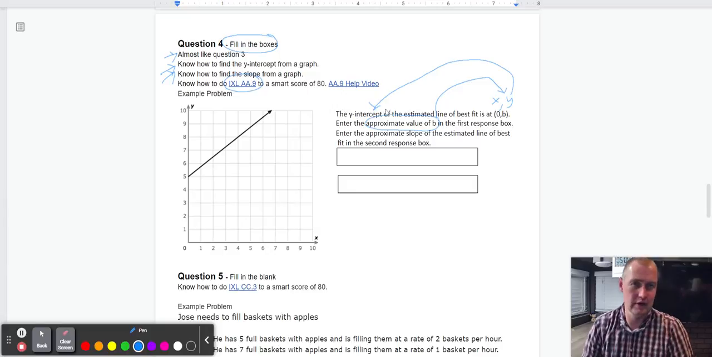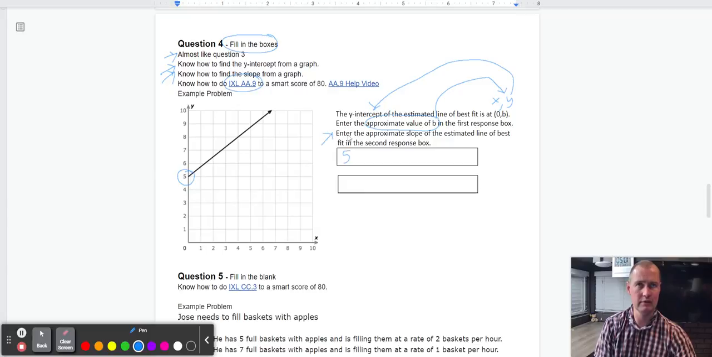So all that complication was asking, dear student, what's the y-intercept for this problem? Where did it touch the y-axis? At 5. So you enter a 5. That's all they're asking for. So again, y-intercept, where did it touch the y-axis? It's touching at 5.